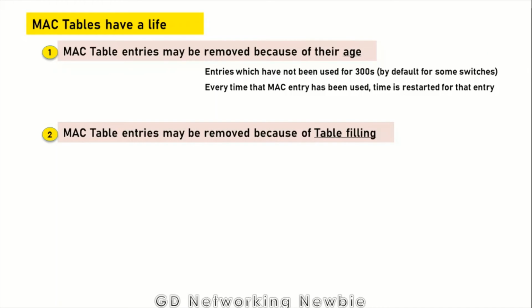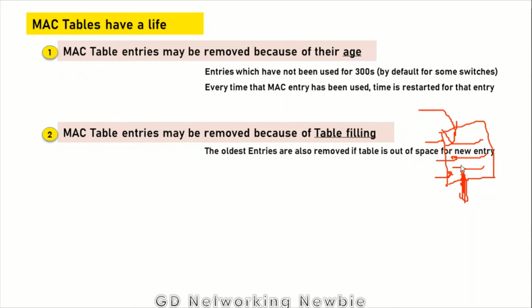And MAC table entries may also be removed because of table filling. For example, if this is the size of the MAC table, and we have filled all of the rows here, and now a new entry comes, then the oldest one has to die, has to make the place for the new one. So the oldest entries are removed if the table is out of space for a new entry.